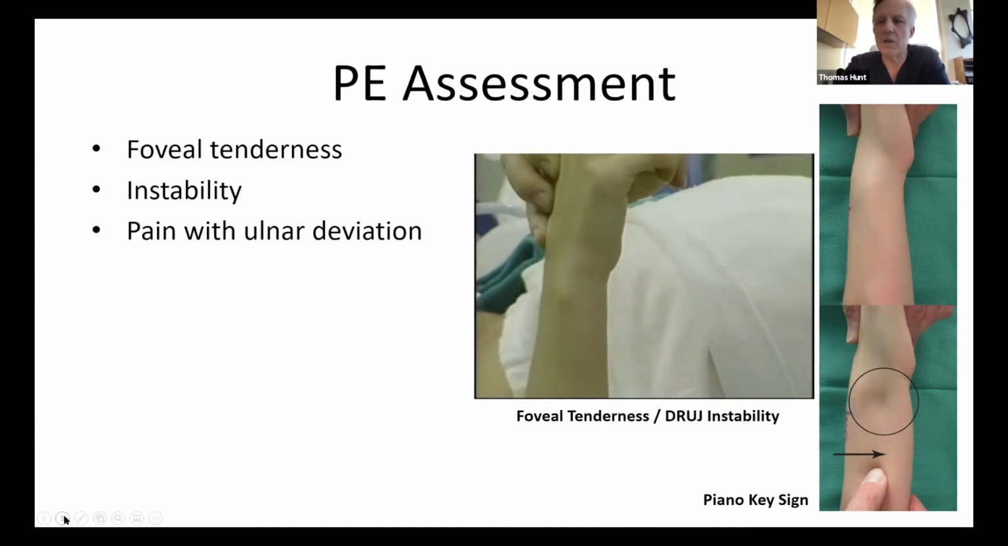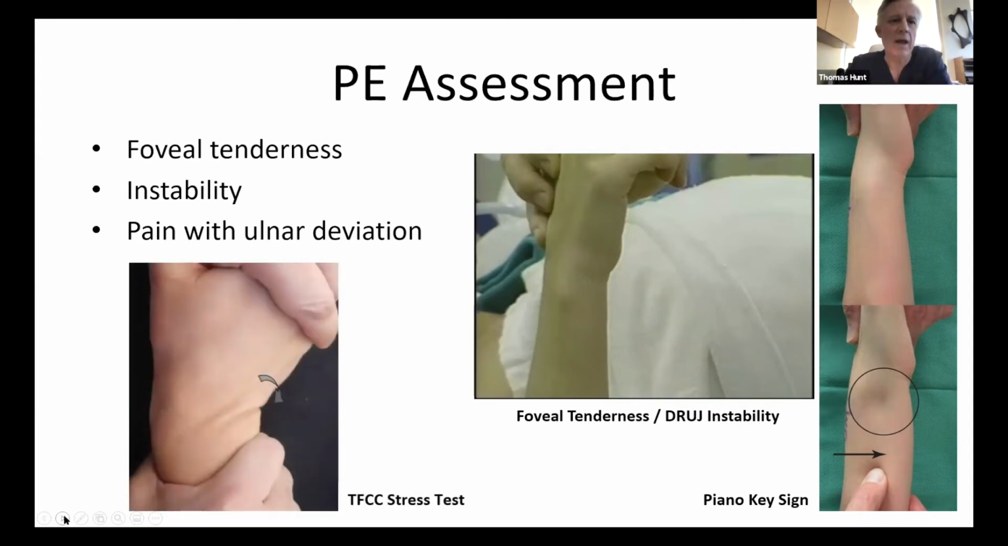One other physical exam finding that's commonly utilized is the piano key sign. Next, please, Mackenzie. And pain with ulnar deviation, or the TFCC stress test, is a workhorse exam, of course, which is very sensitive, but not particularly specific to triangular fibrocartilage tears. Next.